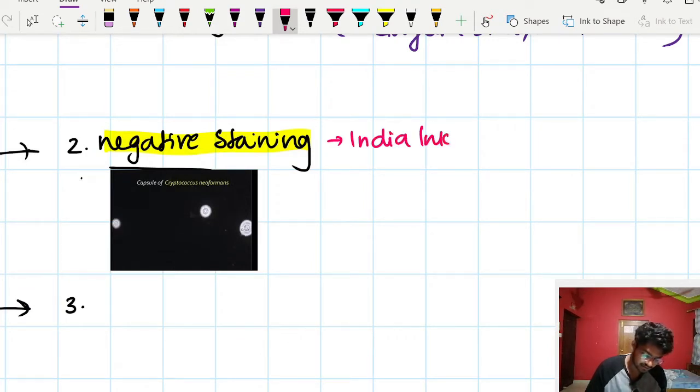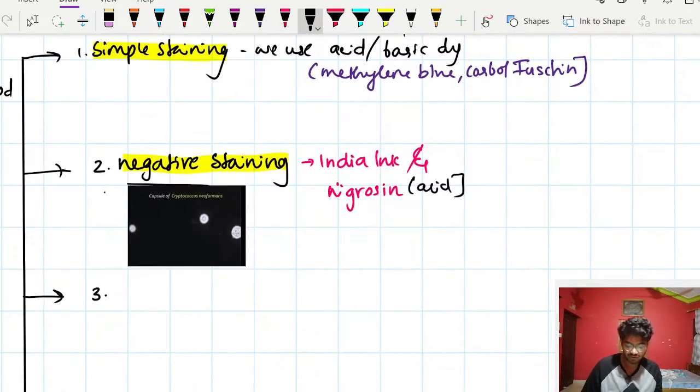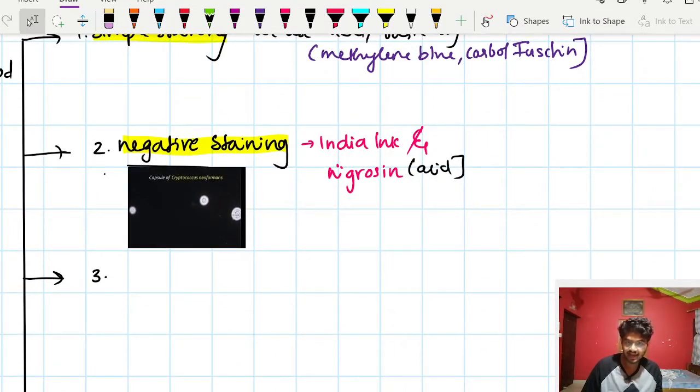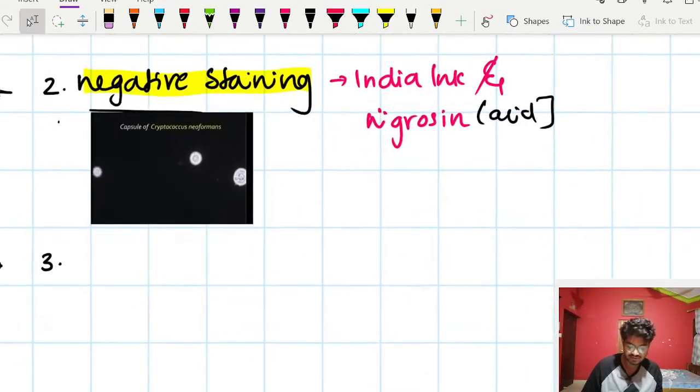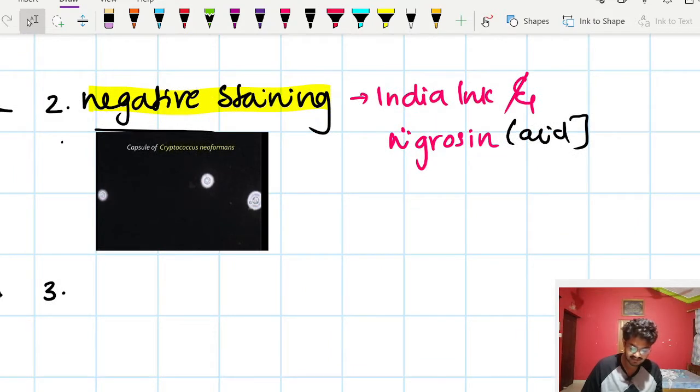Both India ink and nigrosin are acidic, so they are also negative in charge. So it is difficult for them to stain the inside and the capsule, but we will stain the entire slide except the capsules and the cytoplasm. That's why it's called negative staining. We get stain all around the organisms, and that is called negative staining.